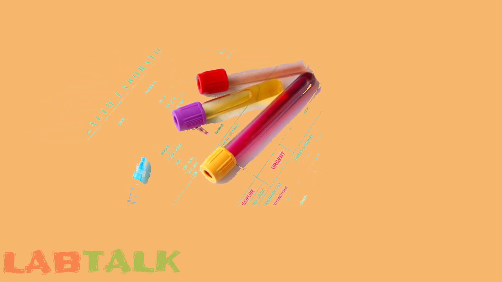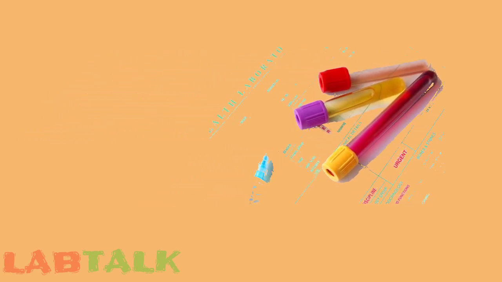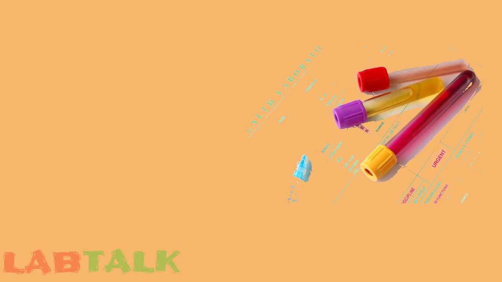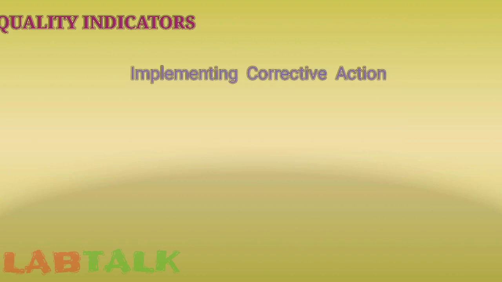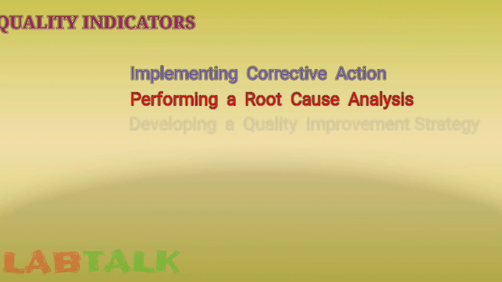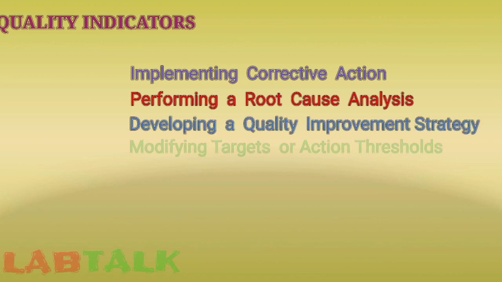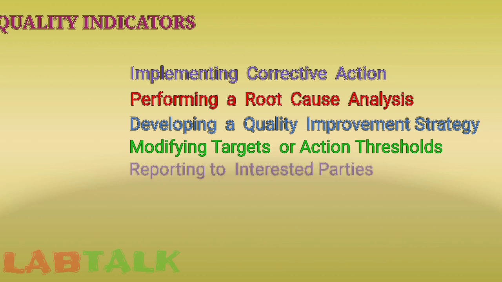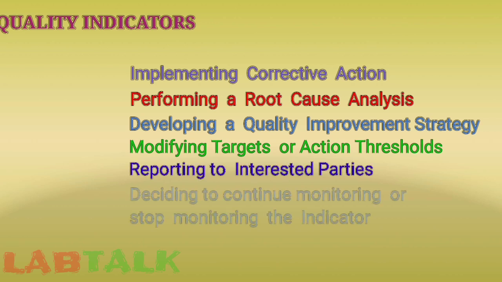The number of quality indicators to be monitored varies depending upon the size of the laboratory, workload and test volume. Small laboratories usually monitor fewer, whereas large laboratories monitor more indicators. The number of quality indicators can change with time. Certain indicators should be monitored as long as they provide useful information on system performance. Quality indicators are useful not only for self-evaluation but also for identifying opportunities for implementing corrective actions, performing root cause analysis, developing a quality improvement strategy, modifying targets or action thresholds, reporting to interested parties, and deciding to continue or stop monitoring the indicator.